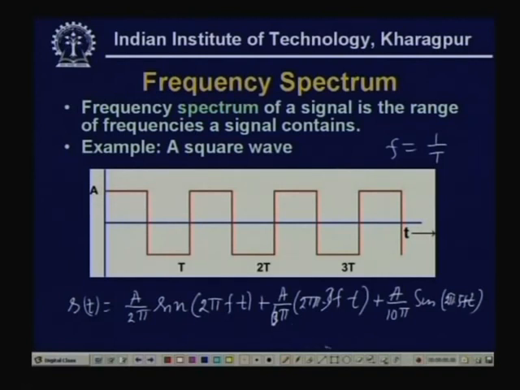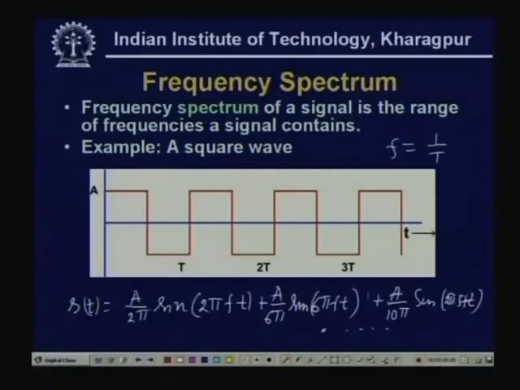So, sorry, I forgot to write this expression properly. So, here actually it will be A by 6 pi sine 6 pi f t. So, in this way it will have all the frequency components, say frequency components of 3f, 5f, 7f, 9f and so on.